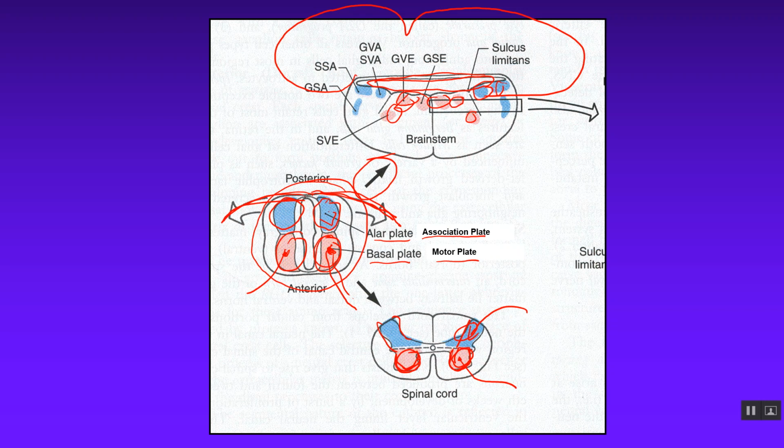And also when we start talking about lesions to the brainstem, if the lesion is way out here in the lateral medulla, it's going to cause more sensory issues. If the lesion is more in the medial medulla, you're going to have more motor problems of motor cranial nerve nuclei. Does that kind of make sense?